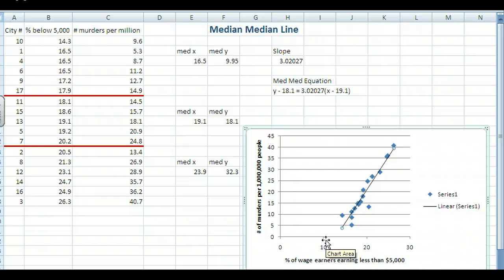The median-median line, how'd we get it? Its purpose is to come up with a linear equation that approximates a data set. The first thing that has to be done is the data set needs to be ordered from smallest to largest in terms of the x values. Then the data set needs to be grouped into three equal pieces.